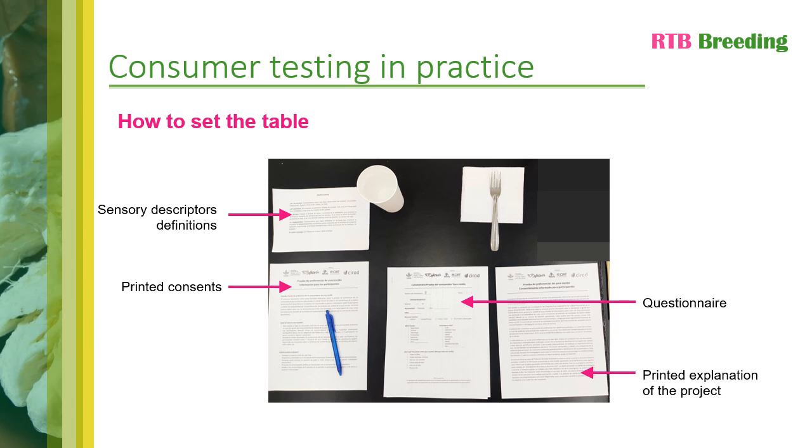On the day you carry out the consumer test, you will need to set up the tables before welcoming the consumers. In this photo, you can see the essentials of what needs to be put on the table. Firstly, the various paper documents, including the list of definitions of the sensory descriptors, the consent form, and the information sheet describing the project. And finally, the questionnaire. Then you need to add a glass with water, a fork or spoon to be able to eat the product, a napkin, and a pen.